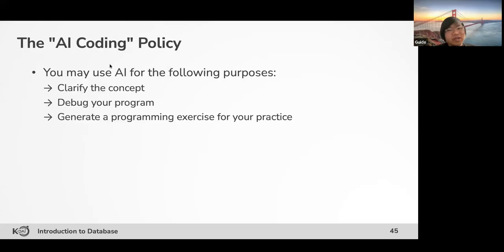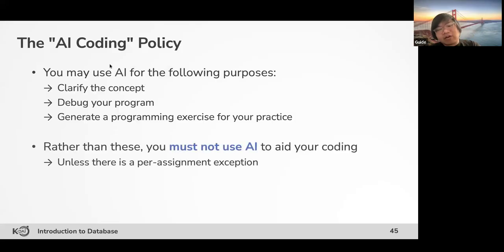Okay. AI coding policy, we talk about it a lot, but what I want to say is I don't allow you to use AI to aid your coding. You may use AI to debug your program, that's fine, because this is still a foundational course, right? At work, I don't mind you using it, but I still want you to learn debugging on your own. If you write a lot of code, you will notice patterns so that you can write code faster and faster.